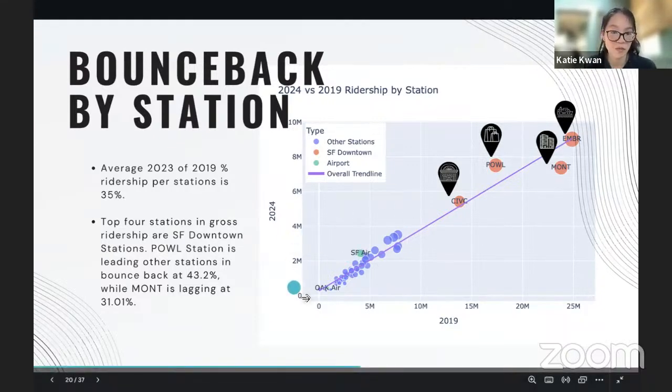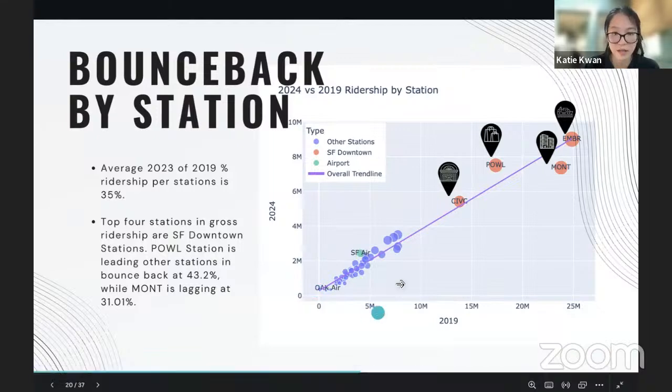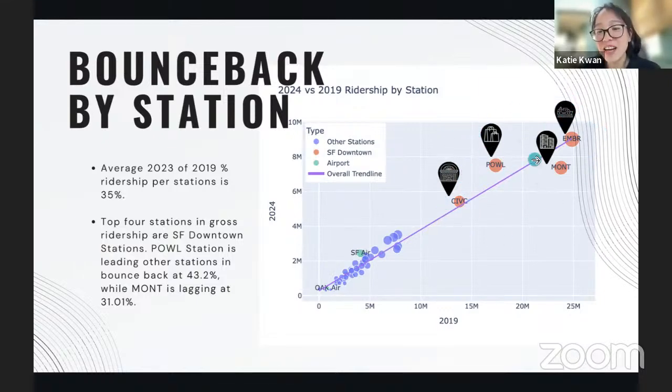What we can see first and foremost is that there's a large clustering down here of stations that are on trend, but they're also just smaller stations. They don't have as much ridership as others have. And then we've got our big 4, I'd like to say it. And these are all actually San Francisco downtown stations. We've got Civic Center, Powell, Montgomery, and the Embarcadero. And Civic Center and Embarcadero are pretty much on the same trend line. But Powell and Montgomery sit to the east and to the west of that.